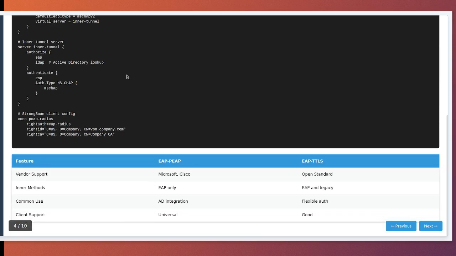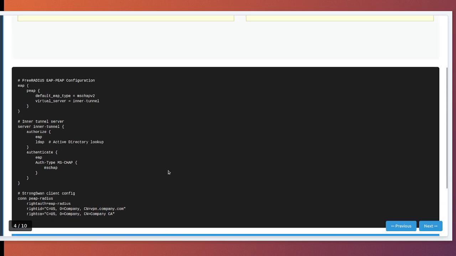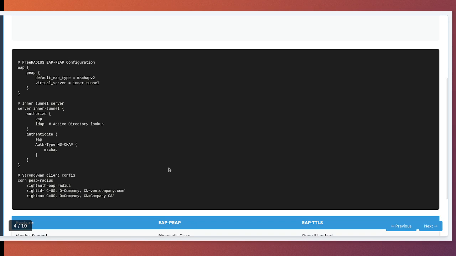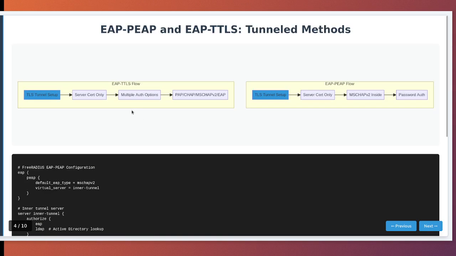EAP-PEAP, developed by Microsoft, Cisco, and RSA, is probably the most widely deployed EAP method. It's built into Windows, macOS, iOS, and Android, making it a natural choice for BYOD environments. Inside the PEAP tunnel, you typically use MSCHAPv2 for password authentication, though other methods are possible.